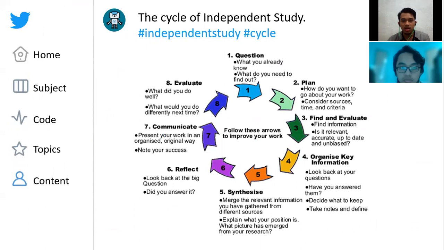These are the circle of independent study. It starts with a question. Then we need to structure our plan of study, then find and evaluate our information, then organize the key information, then synthesize our information, then reflect on our information and relate it to our question, and then communicate. For communicating, usually we will do a presentation, and lastly we will evaluate our study.